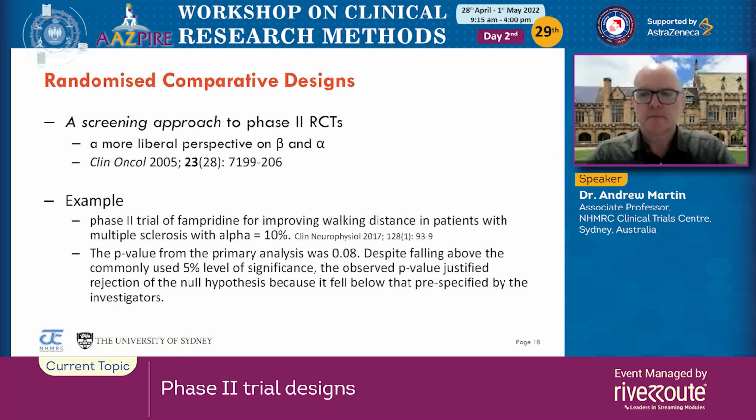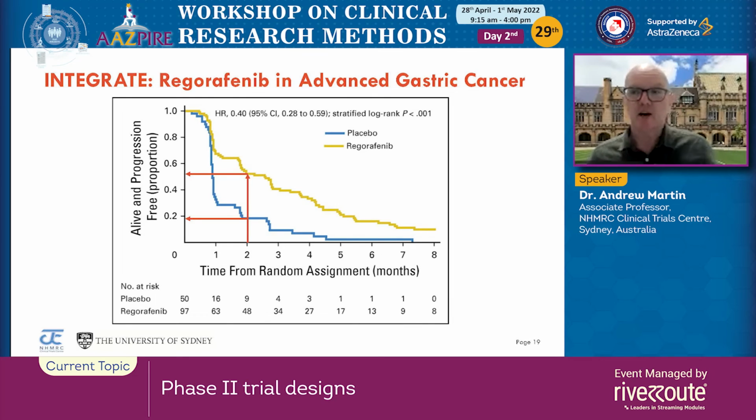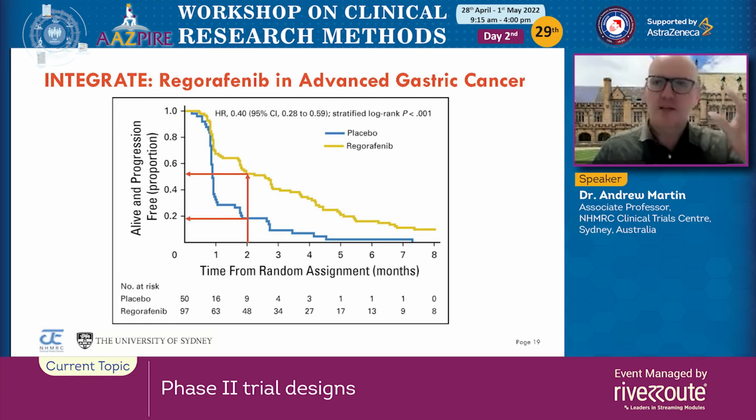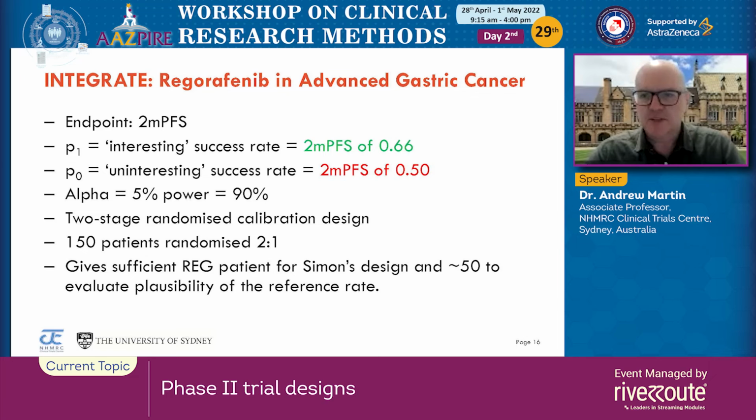So, let's now return to what actually happened with our Regorafenib study in advanced gastric cancer, so the Integrate trial. And I talked about how a randomized calibration design was used. If I flip back to it, we had pre-specified an expectation that the control arm would have a 2-month PFS of about 0.5.